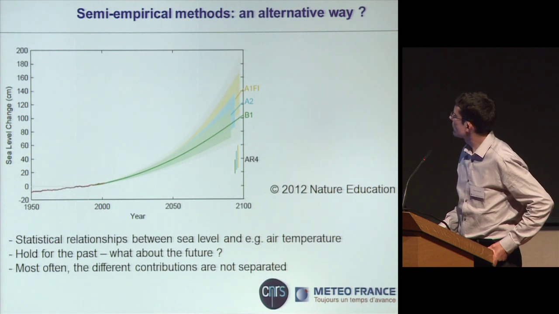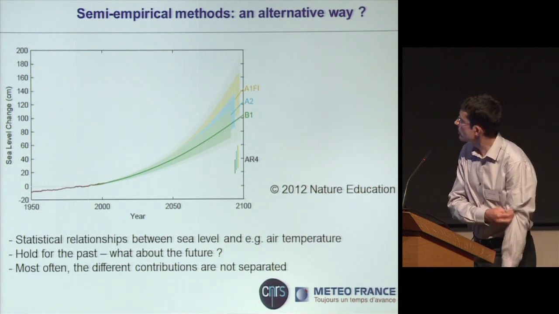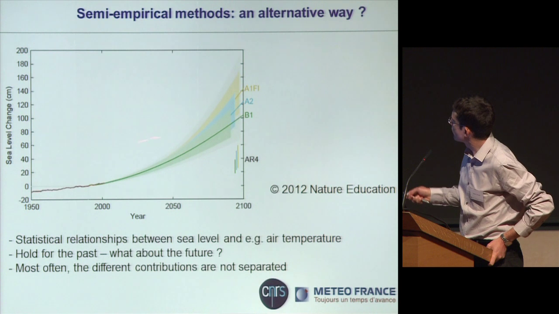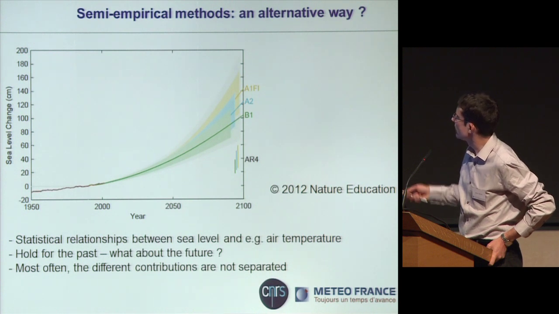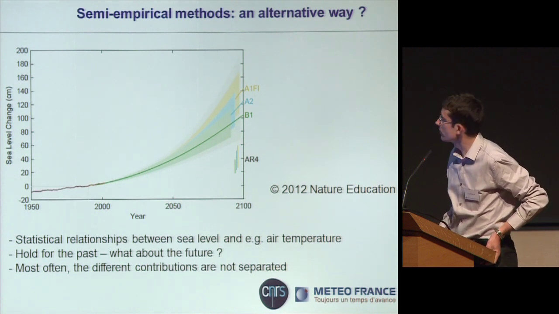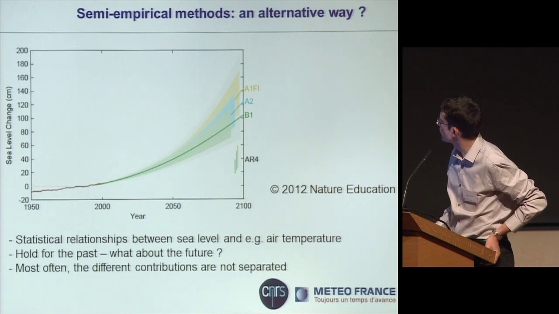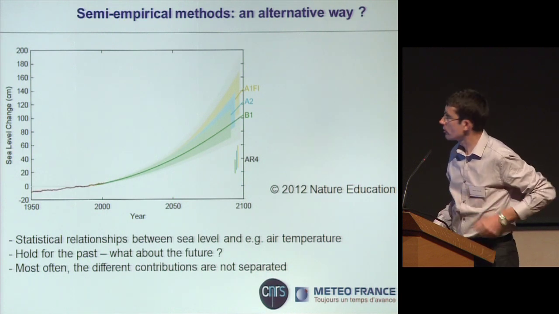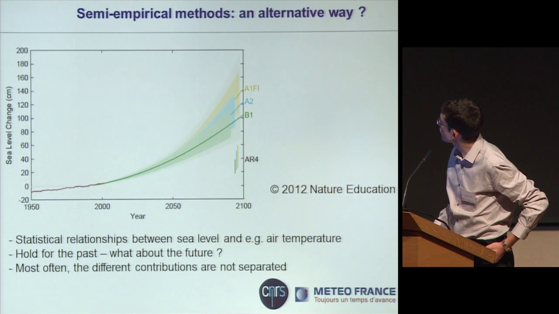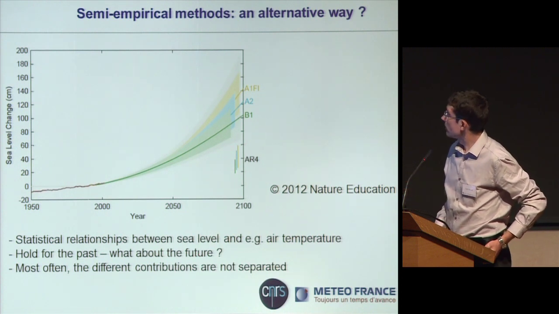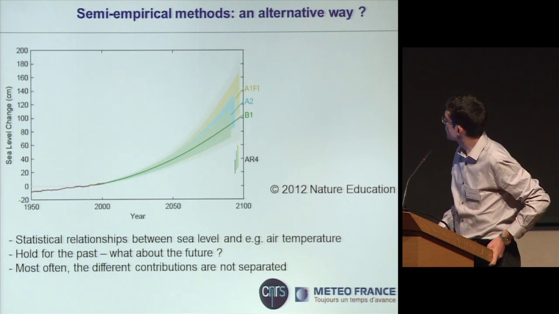So a word on semi-empirical methods. This is clearly when such curves showing sea level changes in centimeters until 2100 are seen. Here, this is the previous IPCC assessment report. So between 18 and 59 centimeters sea level increase until 2100 with process-based approaches, so the approach I was showing up to now. So there is no reason not to talk about these semi-empirical methods.